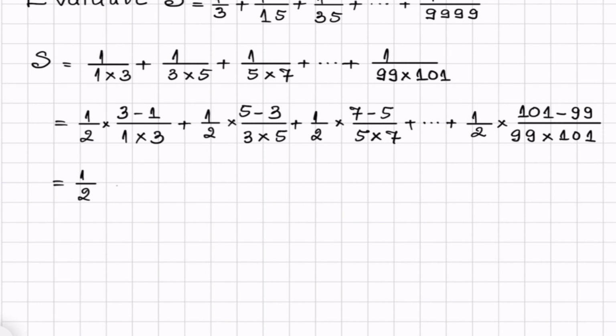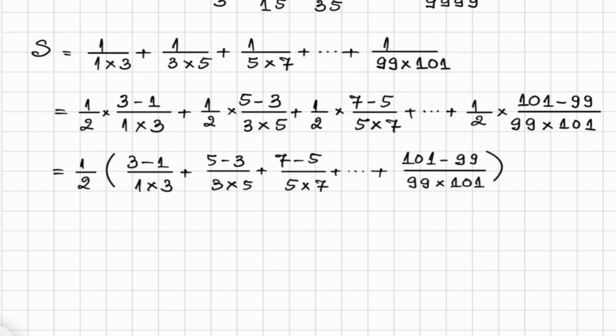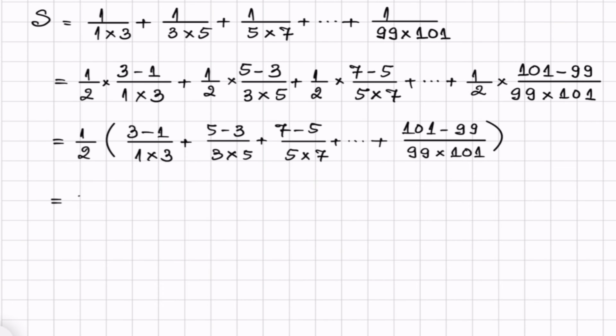Then we will get 1/2 times: (5 minus 3)/(3 times 5), (7 minus 5)/(5 times 7), up to (101 minus 99)/(99 times 101). Okay, so that is the 1/2 factored out.